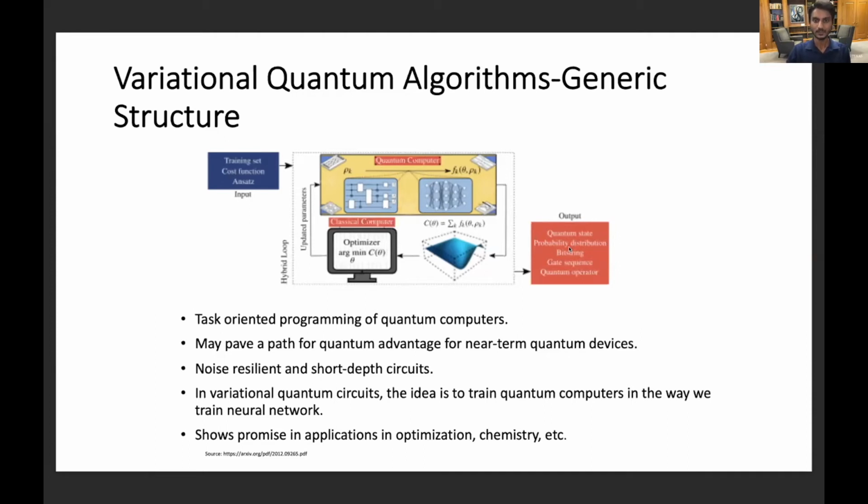Okay. All right. I am having trouble advancing the slides for some reason.